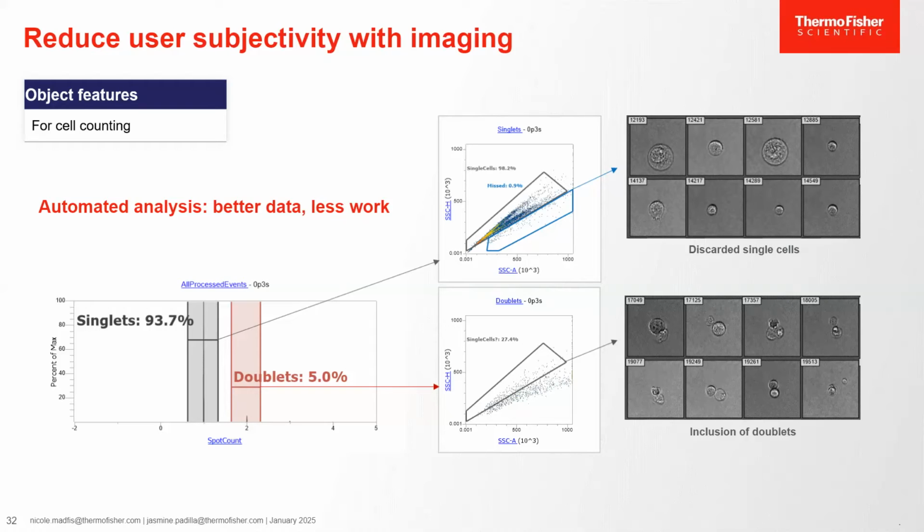On the other hand, if we looked at the scatter plot of what we would consider singlets, then we would have included off-target cells. And you can see this on the bottom right. This type of gating is subjective, thereby reducing reproducibility and increasing analysis time. We can help to improve it.